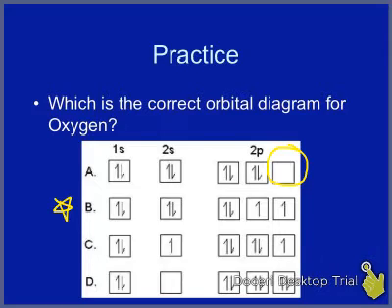What about C? Where is C wrong? One of the other ones is not full. This one is not full. We couldn't move to 2p until 2s is full, correct? Yeah. And then what about D?